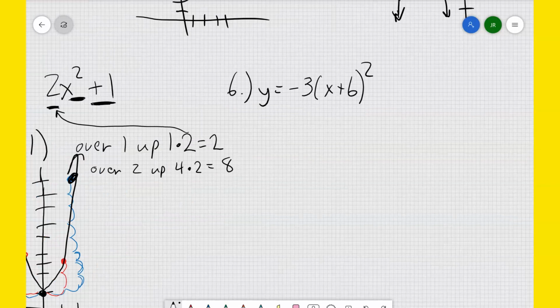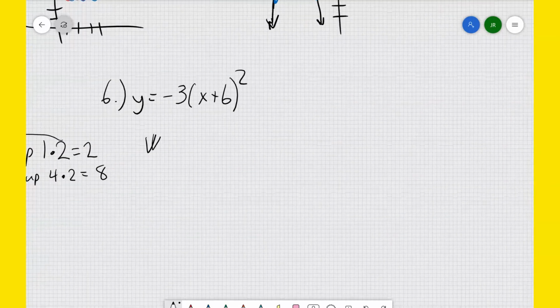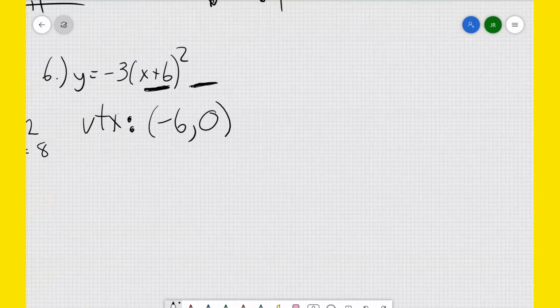Okay. Let's do the same thing over here. What's the vertex? The question is, what is added with the x in parentheses? We have a plus 6. That means the x-coordinate is going to be what? Negative 6. It's always the opposite of that. And the next question is, what is added after the squared exponent outside of the parentheses? And the answer is nothing. That means the y-coordinate is 0. So the vertex is negative 6, 0.